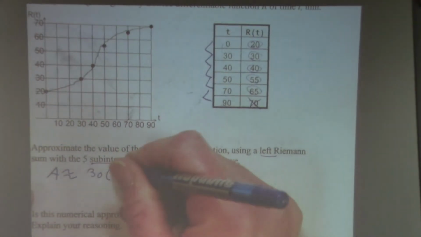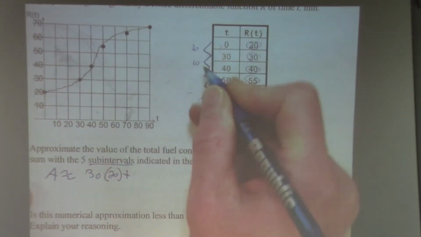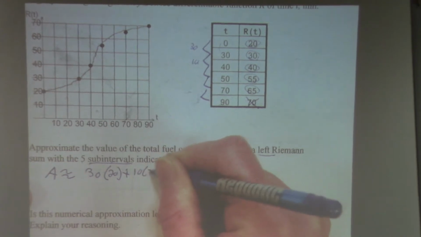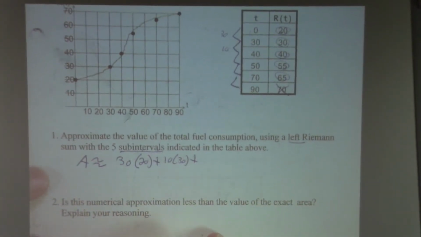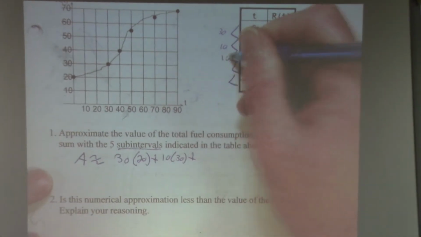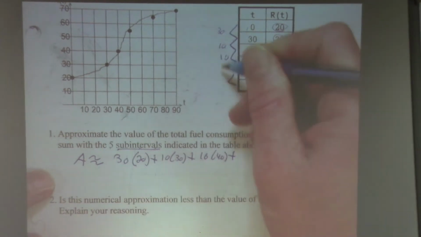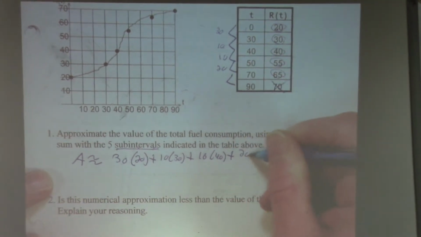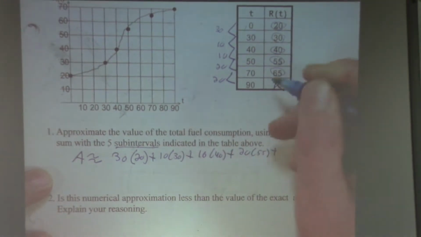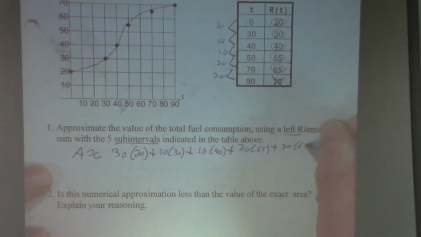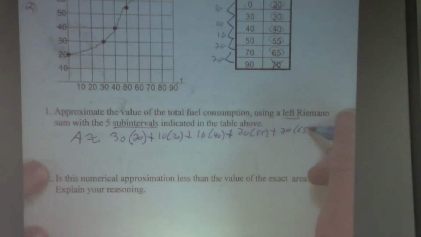So I will have 30 times 20, plus the second rectangle is 10 times 30, plus the third rectangle is 10 times 40, plus 20 times 55, and finally 20 times 65. There is my approximation. On a free response, you could totally leave this like this.